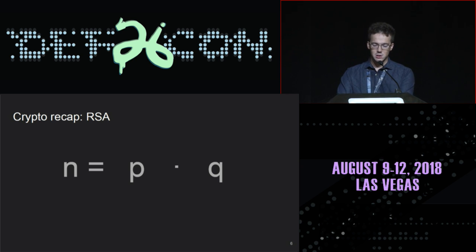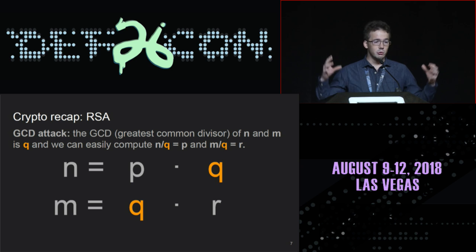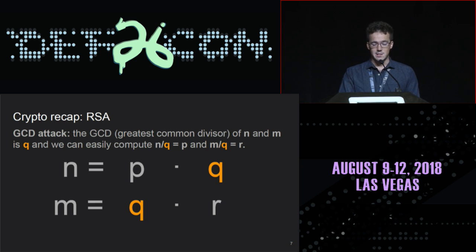So you keep your private key P and Q, and you publish the N outside on GitHub, PGP, whatever. But what happens if somebody else generated another public key M using the same prime Q as you did? So let's say he has a key Q times R equal to M. You can actually really easily find the greatest common divisor of both N and M. That's Euclid's algorithm that everybody learned, and that's easy peasy. So that's really bad for RSA.